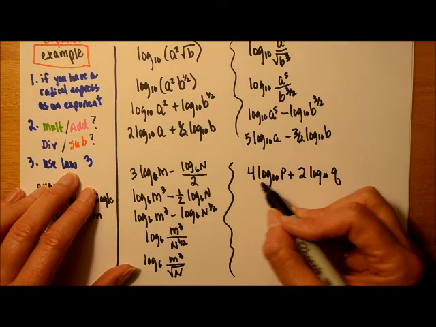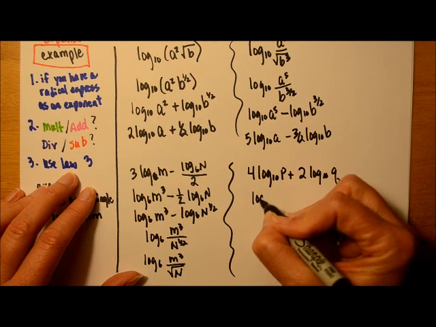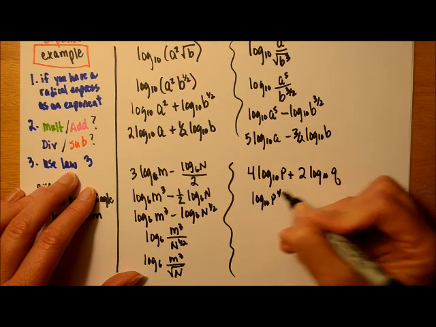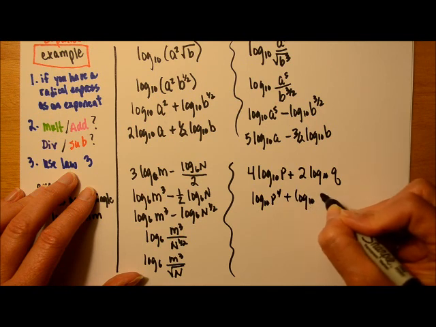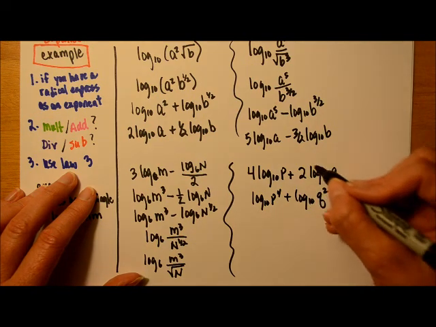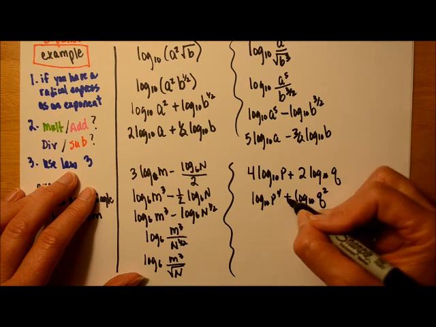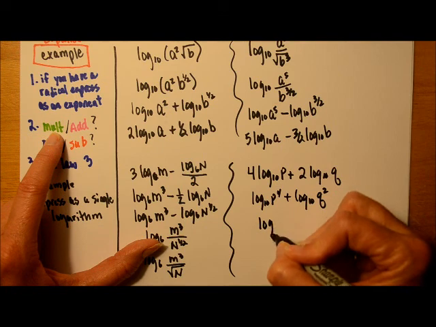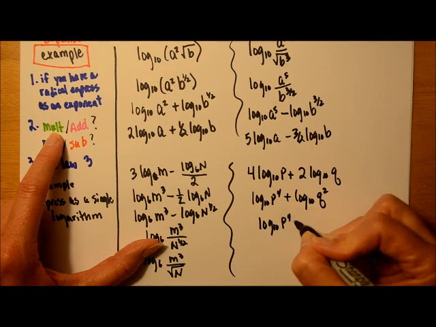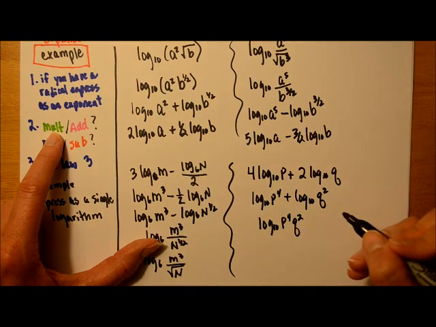Okay. Use law 3. So log base 10 p to the 4th. That 4 pops up here. Plus log base 10 q squared. Pops up here. It's addition, so I'm going to go to multiplication. So I'd have log base 10 p to the 4th q squared.